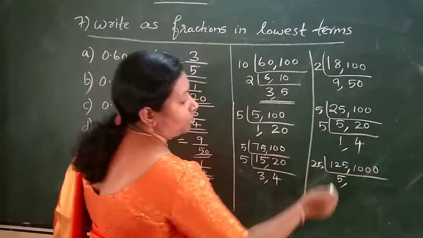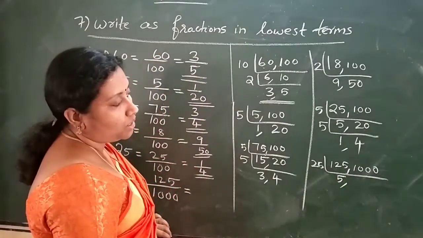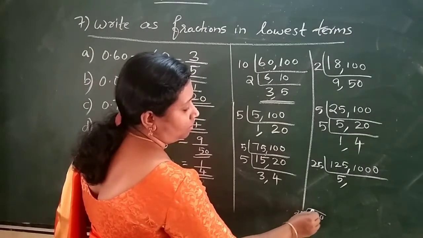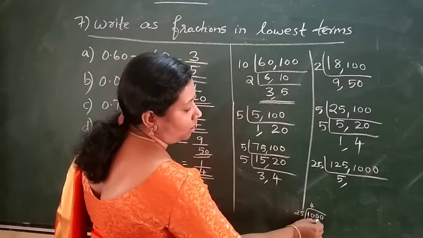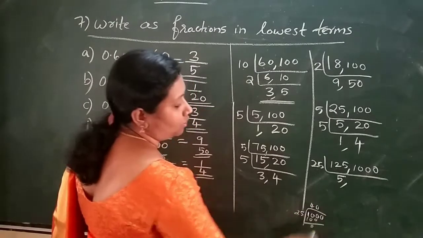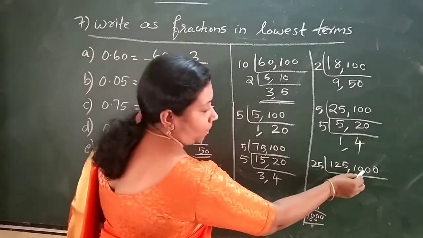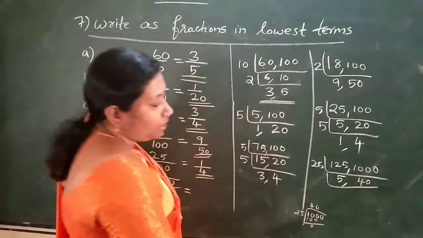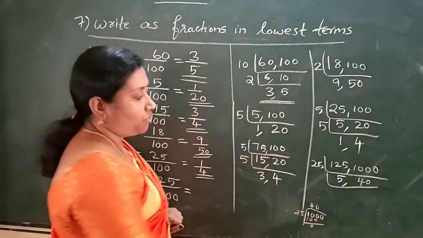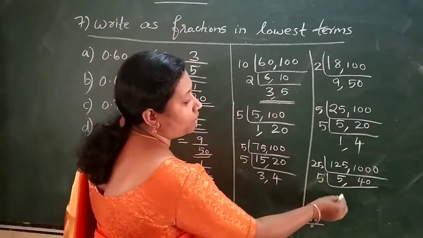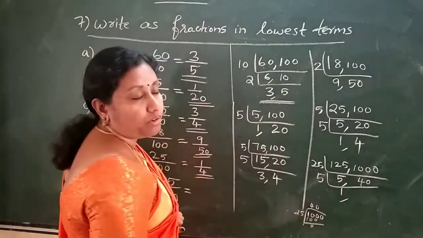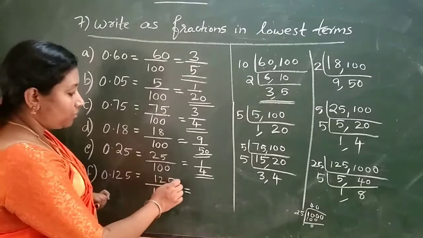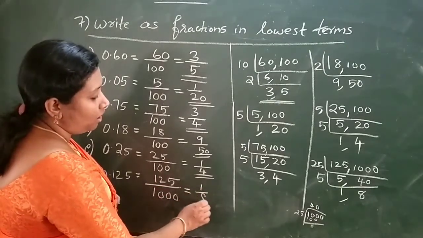Then 1000 divided by 25. What is your answer? If you have any doubt, then you just divide 1000 by 25. 25 4s are 100. Then there is 1 0. So what is your answer? 1000 divided by 25 is 40. Again these two numbers are divisible by which number? 5. 5 divided by 5 is 1. 40 divided by 5 is 8. So this is the simplest form of 125 by 1000. Answer is 1 by 8.